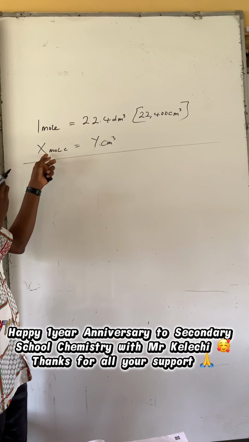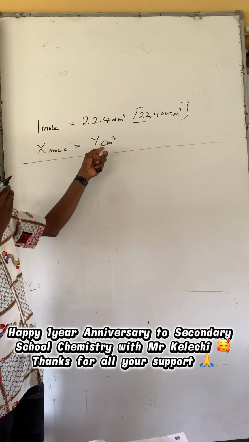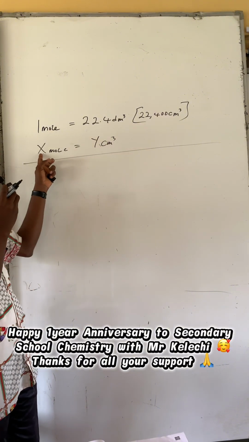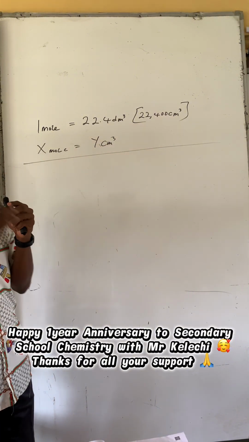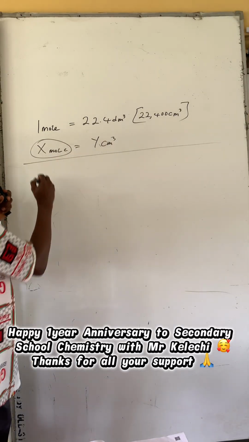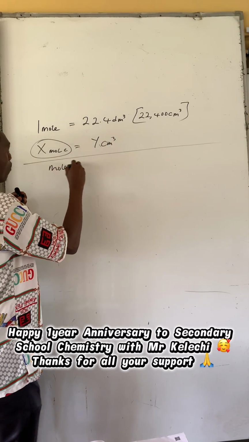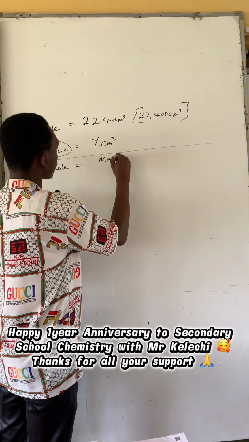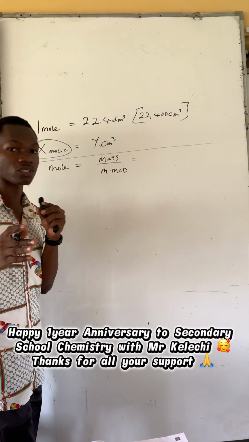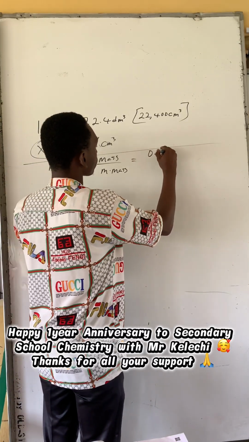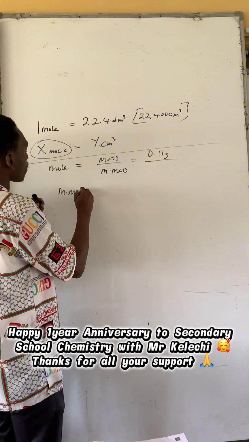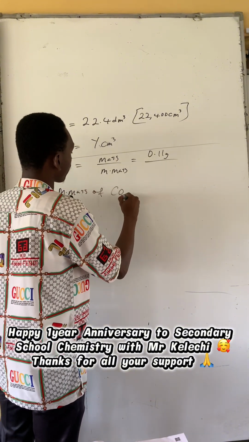Now, what will the mole be equal to in volume? So x equal to y. Now, how do you calculate the mole? So we are going to solve for this mole first in terms of that carbon dioxide. Remember the formula for mole. Mole is equal to mass all over the molar mass. Now, what mass was given to us in that question? 0.11 grams, right?